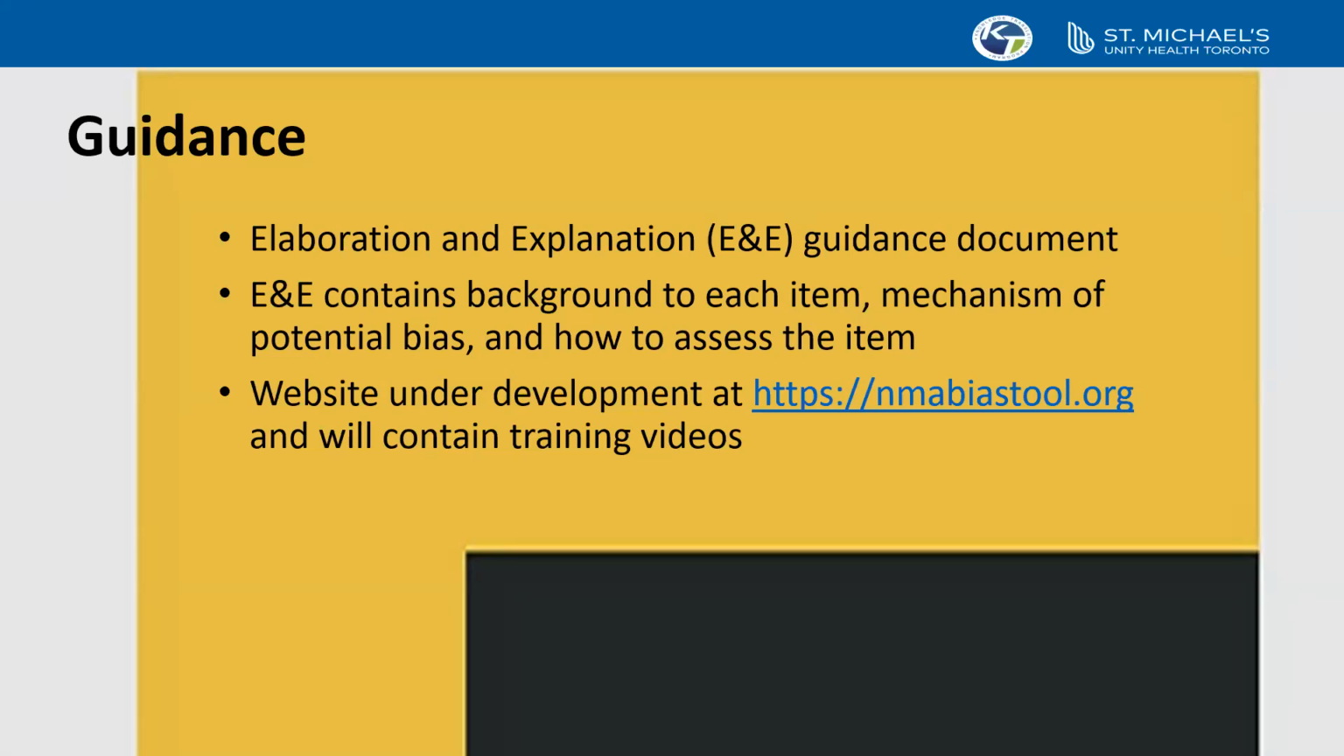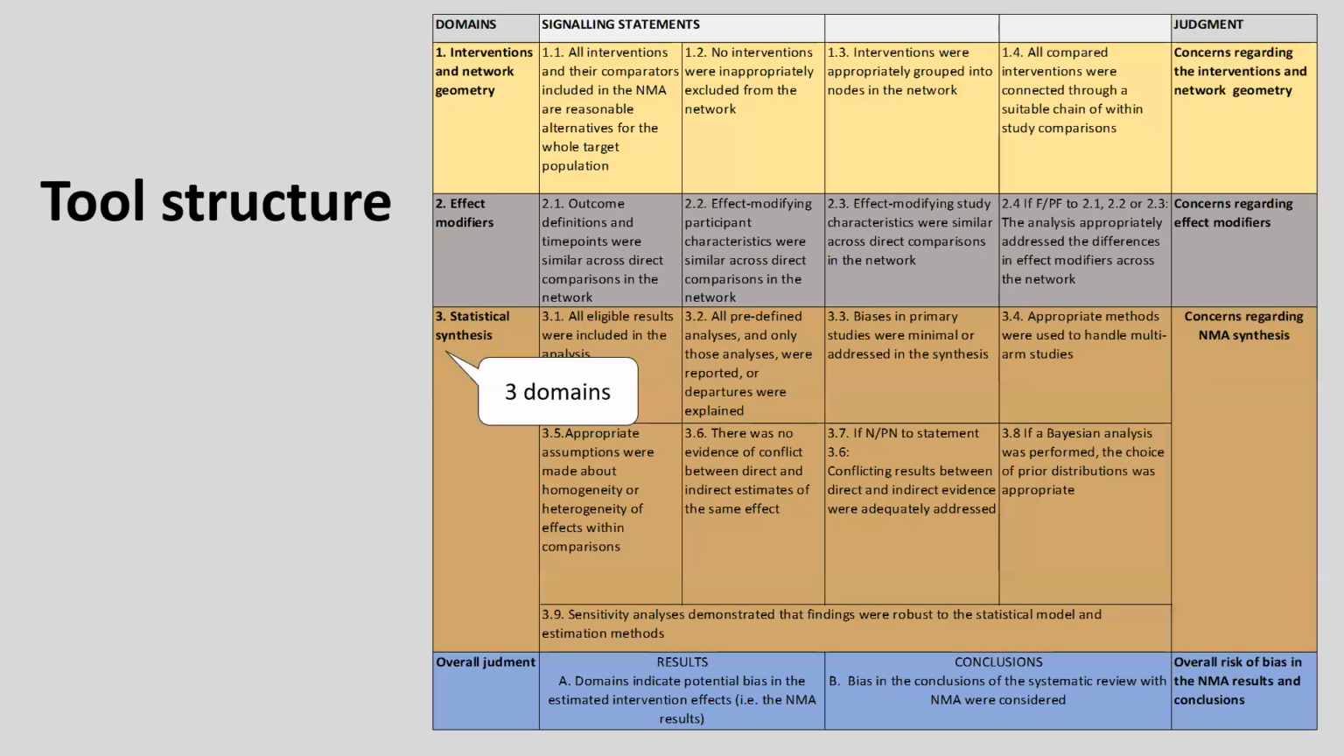We have written an elaboration and explanation document, and we developed guidance which explains the background, the mechanism of bias for each item, and how to assess each item based on each response. Our responses are true, probably false, and no information. We do have a website under development, and it will contain lots of training materials. This is just a preliminary look at the structure of the tool.